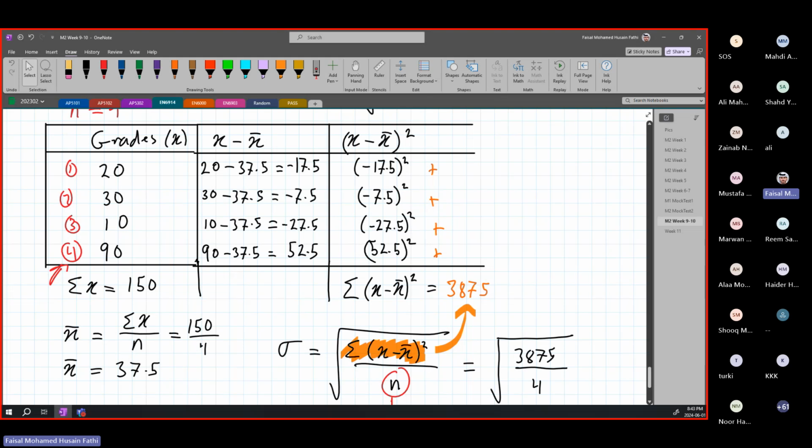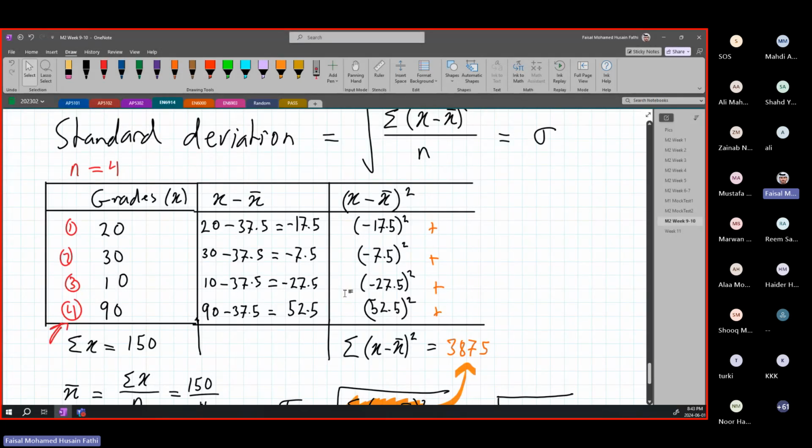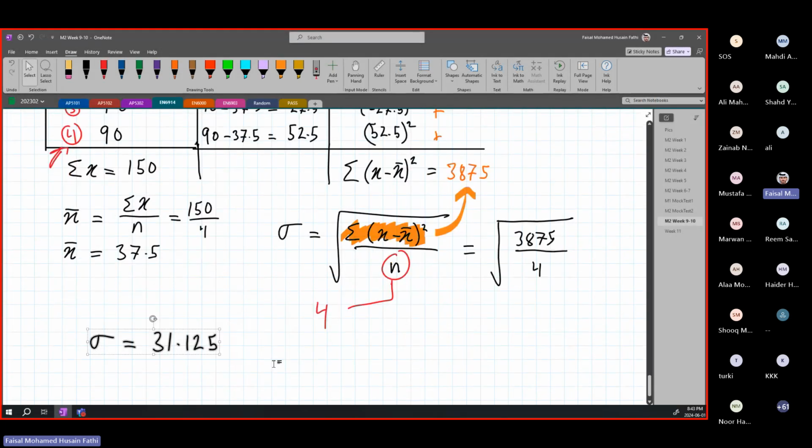All right. And this is basically the standard deviation, or how much deviation these grades have from the class average that we have calculated. All right. You don't need to know the meaning of it and go too much into detail. All you need to know is how to actually do these calculations and find your standard deviation.